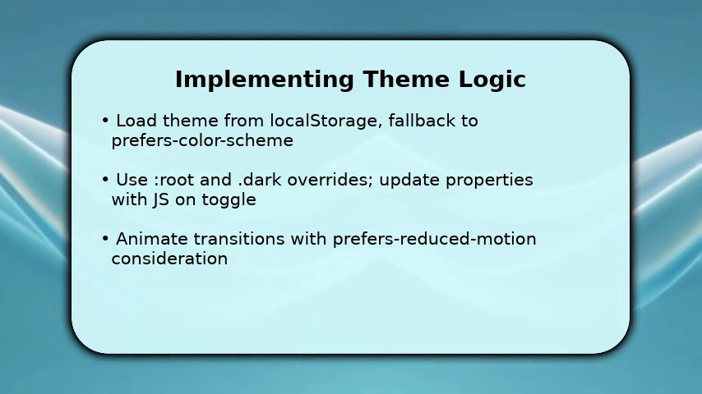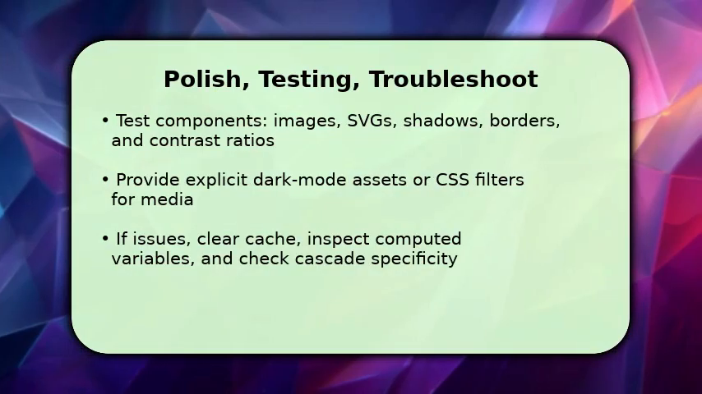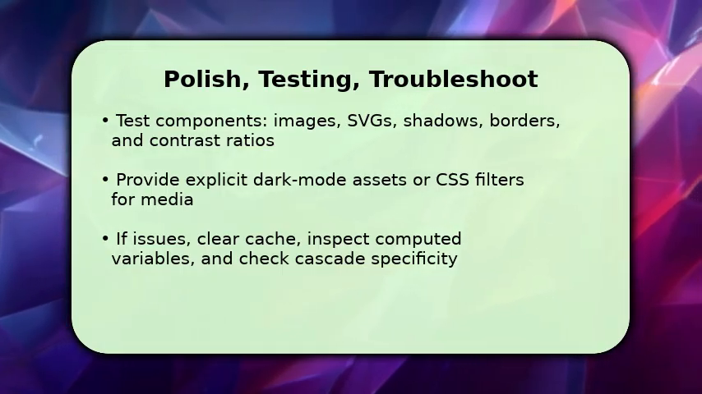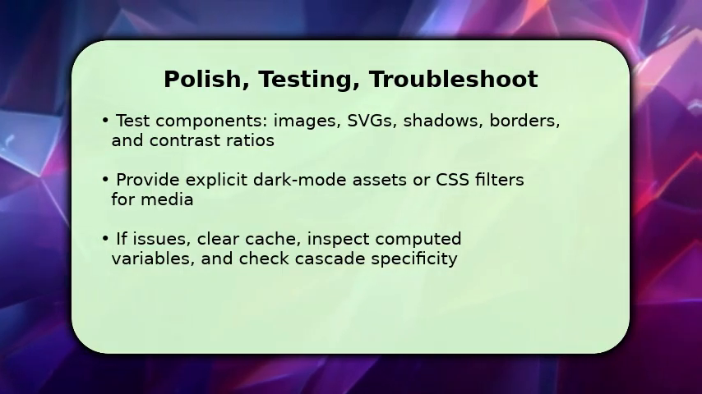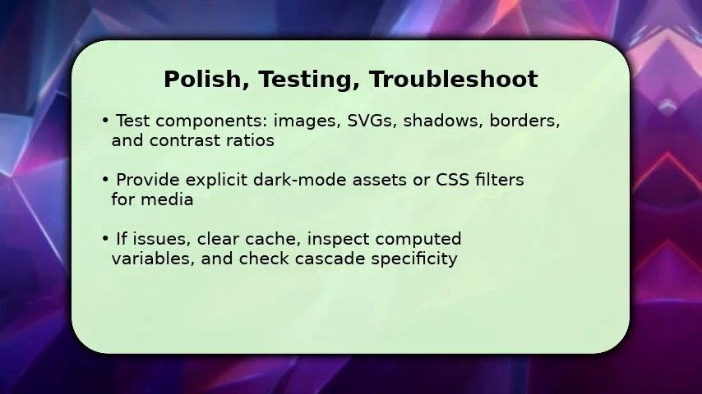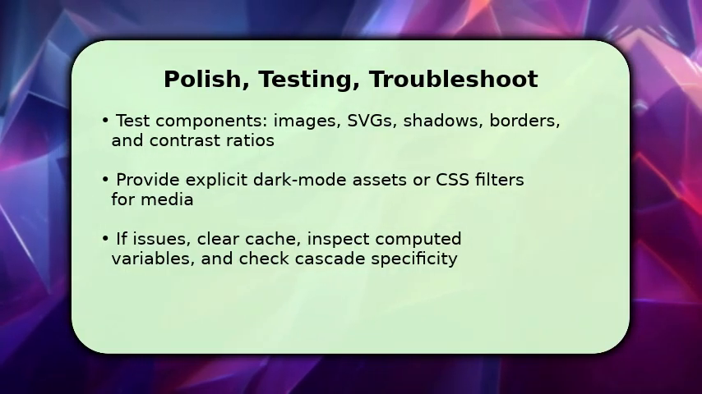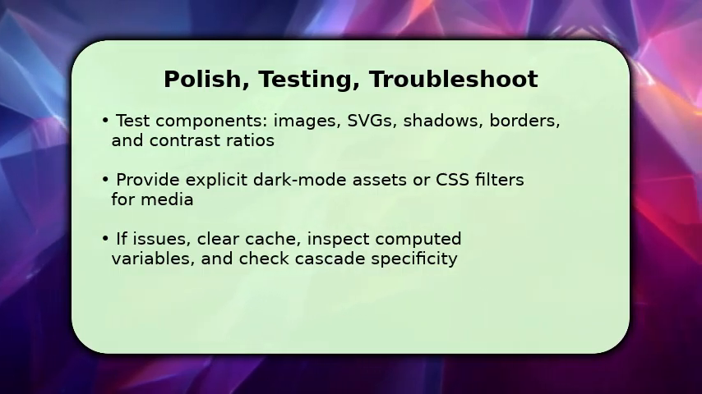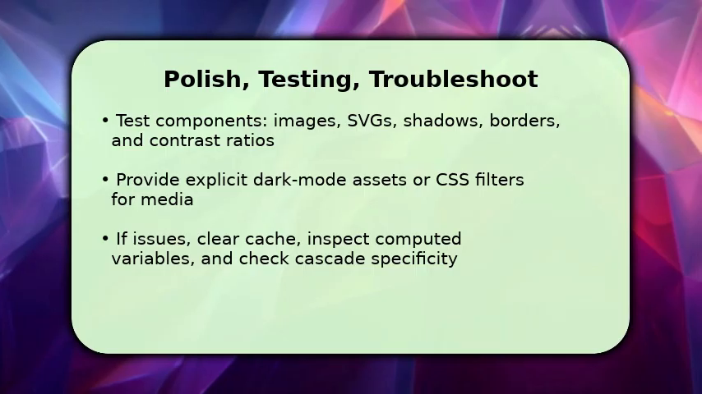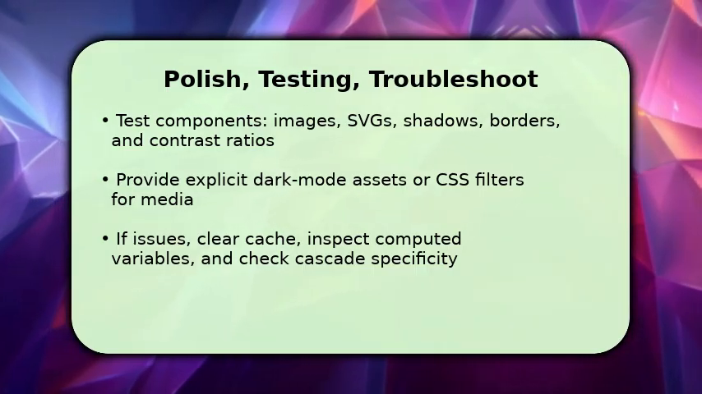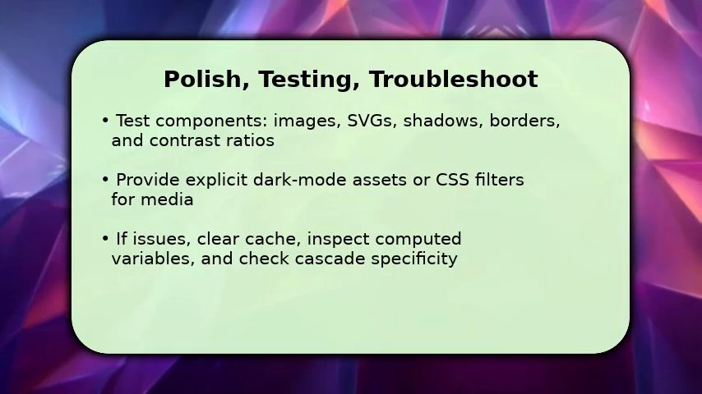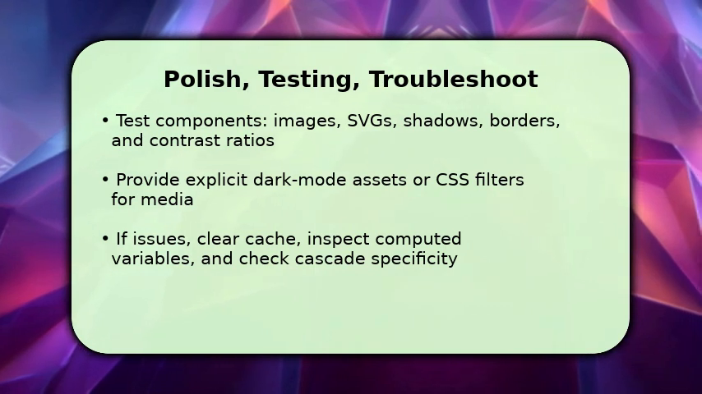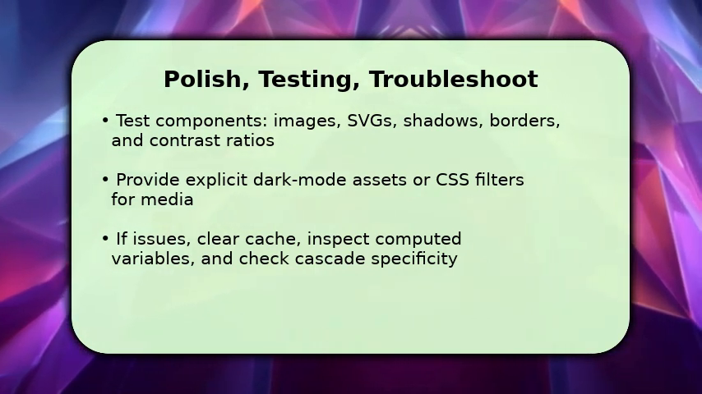Finish by polishing edge cases. Ensure images and SVG icons have variants or use CSS filters, fix shadows and borders for both modes, and validate contrast ratios for legibility. Once polished, run cross-browser tests on desktop and mobile, and verify accessibility with screen readers. If something breaks, first clear site data and reload, then inspect computed CSS variables and class application in DevTools. Make sure no higher specificity rule overrides your theme variables. That single troubleshooting step usually reveals misapplied selectors.